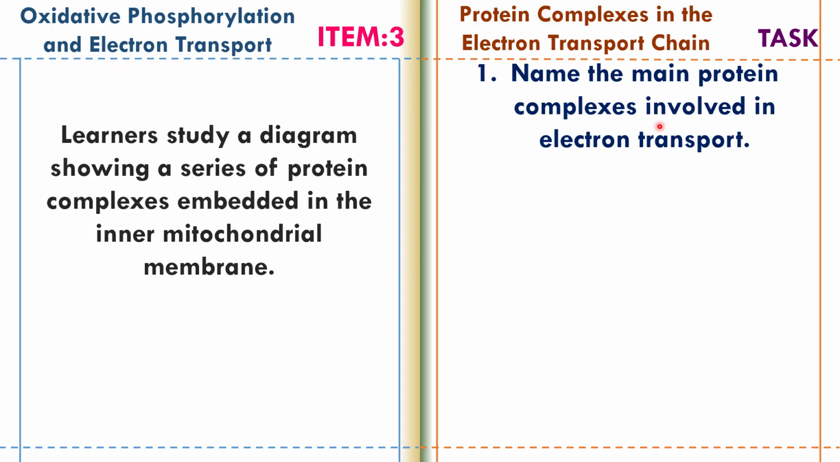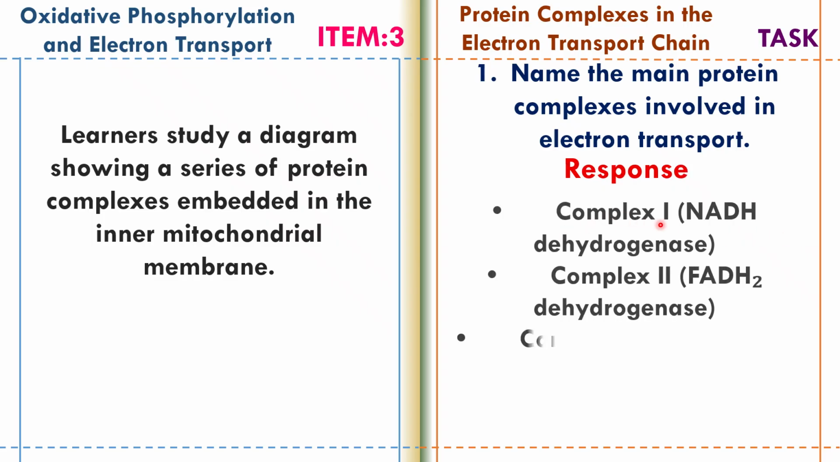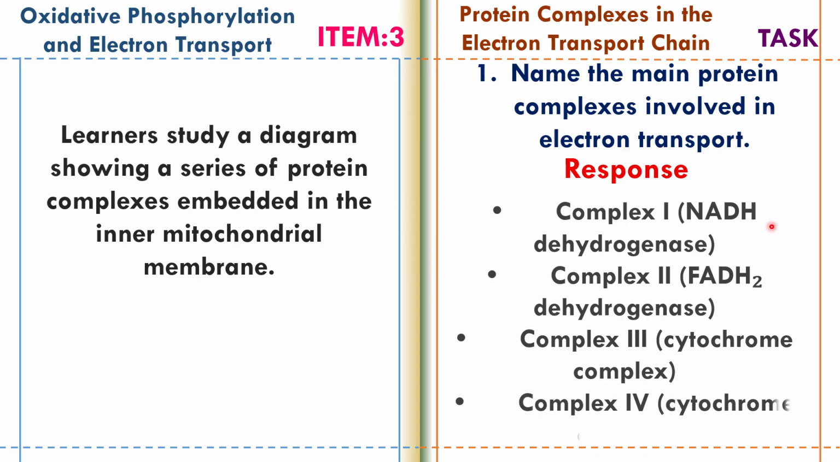Name the main protein complexes involved in electron transport. We have complex 1, which can be called NADH dehydrogenase. Then complex 2, which is also called FADH2 dehydrogenase. Then we have complex 3, which we call cytochrome complex. And then complex 4, which we can call cytochrome oxidase.